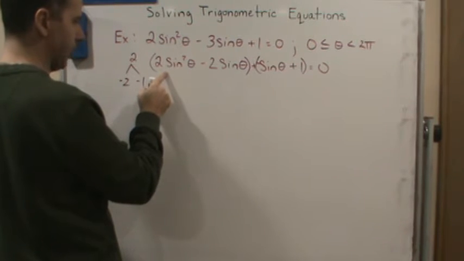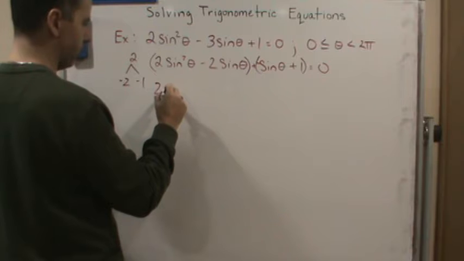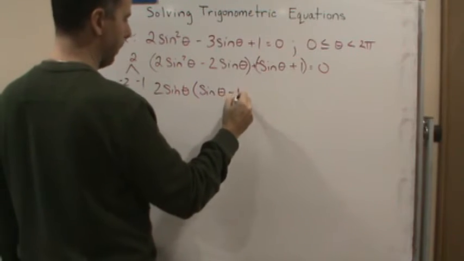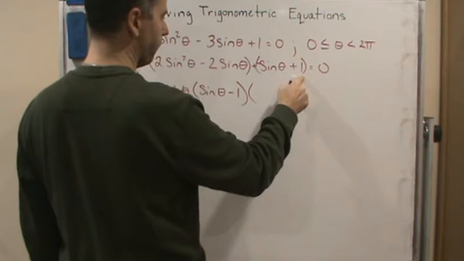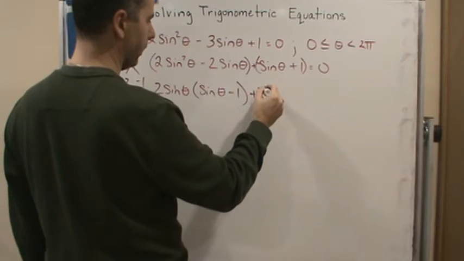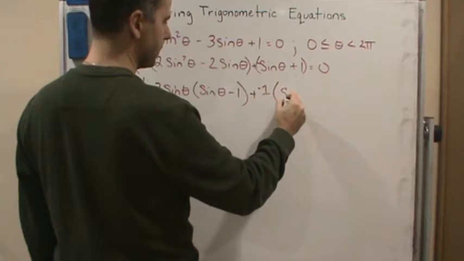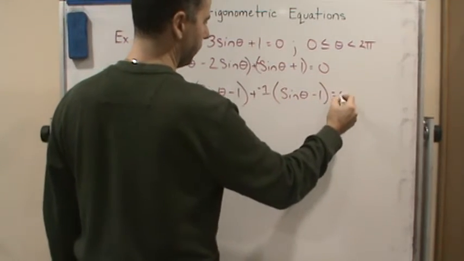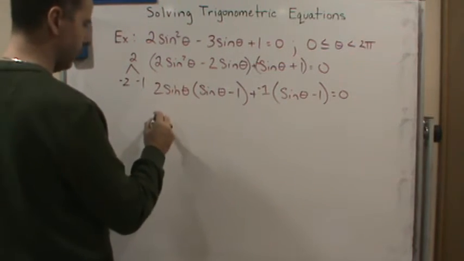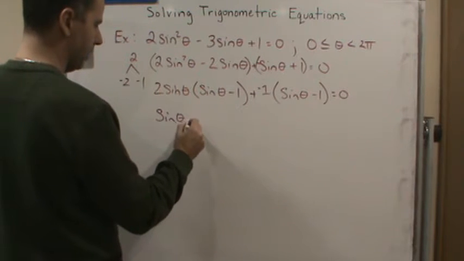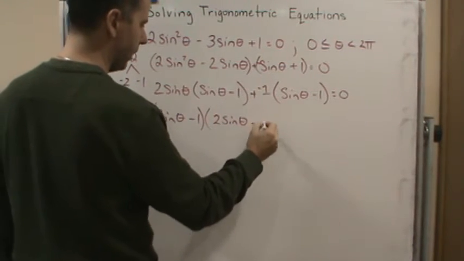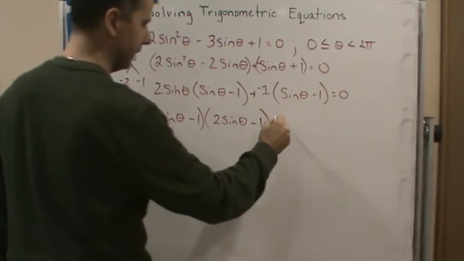I'm going to factor out the greatest common factor here, which is going to be 2 sine theta. So I'm going to have 2 sine theta times what's left over, which is going to be sine theta minus 1. And over here, I'm going to factor out a -1. So I'm going to have a -1, and what's going to be left over is sine theta minus 1. Okay, and now I've got a common factor again. So I've got two terms with another common factor. So I'm going to factor out again. So I'm going to get sine theta minus 1, and what's left over is 2 sine theta minus 1, equal to 0.